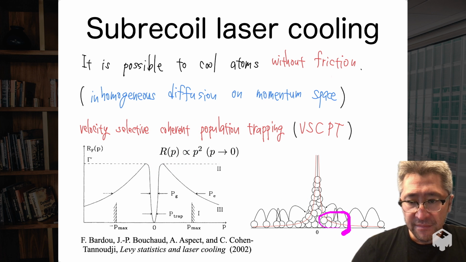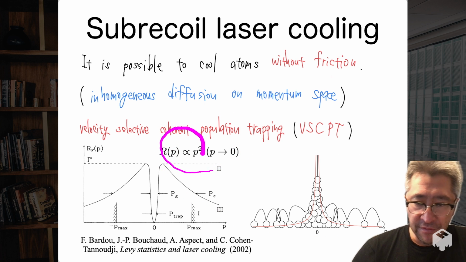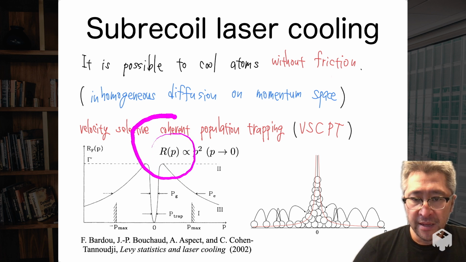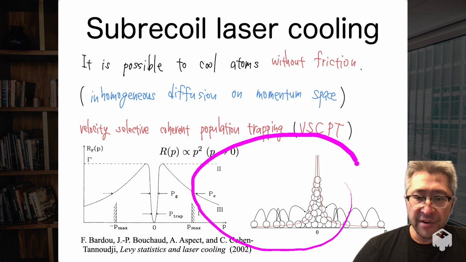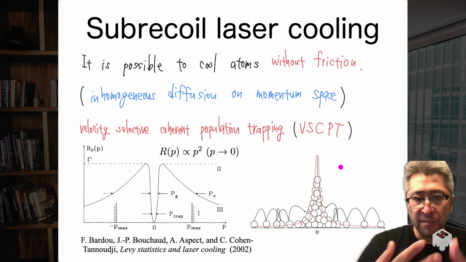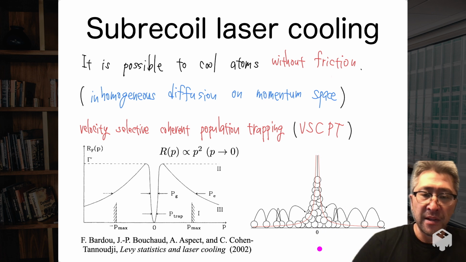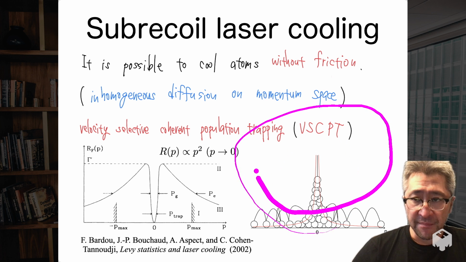So the waiting time to the next jump depends on p. This waiting time is proportional to 1 over R. If p goes to 0, this waiting time diverges. This divergence is very important to cool atoms. In the simulation, you can see the propagator of the momentum goes to 0. So this is cooling, and this cooling is actually possible in this environment.